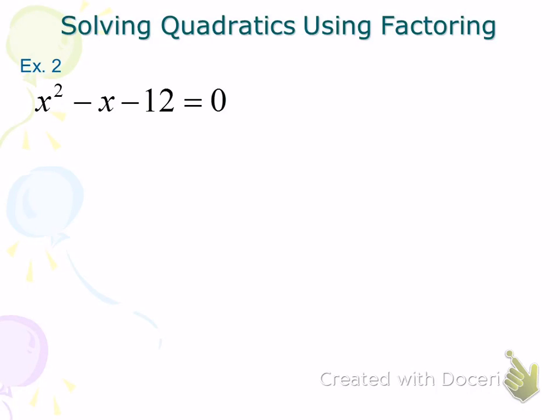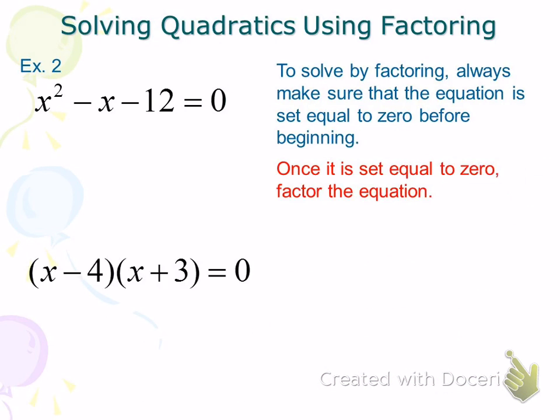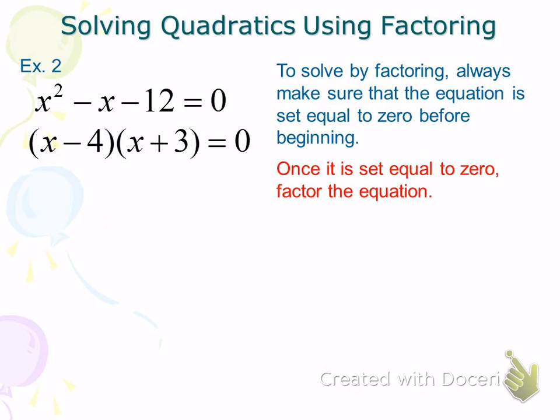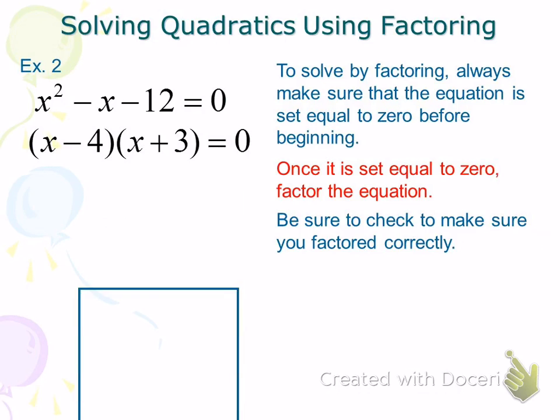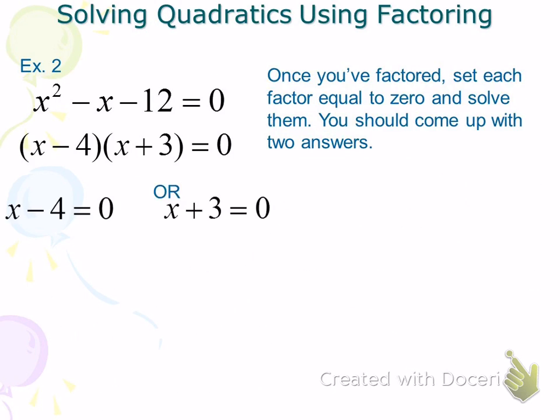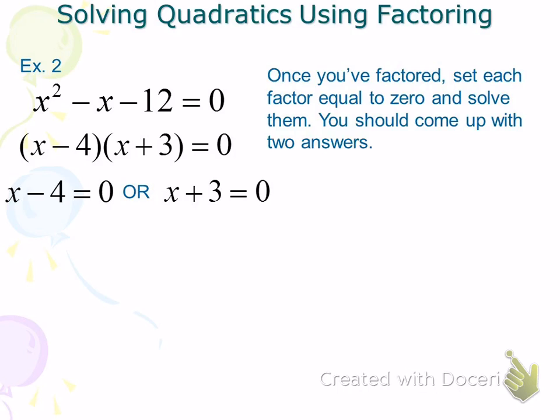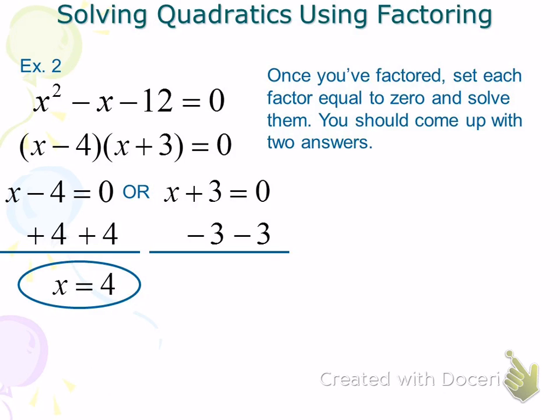What's the factorization of x squared minus x minus 12? x minus 4 times x plus 3 is correct. Now the conditions of the zero product property are set, right? If x minus 4 times x plus 3 equals 0, then either x minus 4 has to be 0 or x plus 3 has to be 0. If x minus 4 equals 0, x is 4. If x plus 3 equals 0, then x equals negative 3. Now again, you could plug those in and check if you'd like.